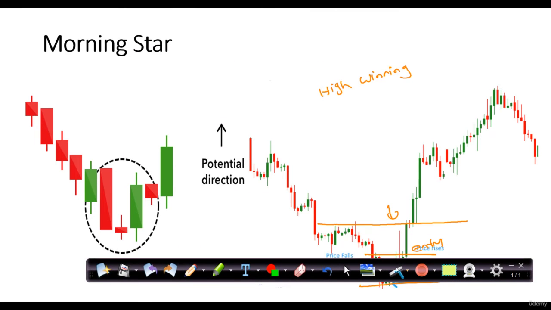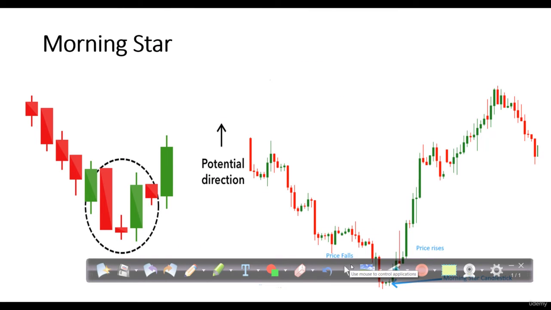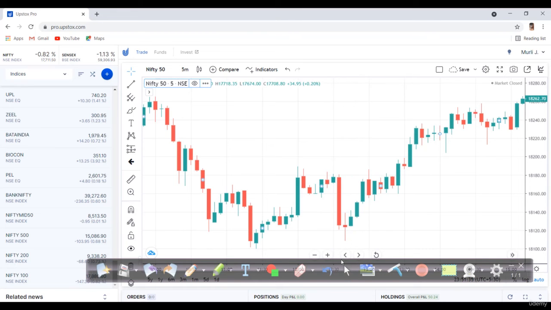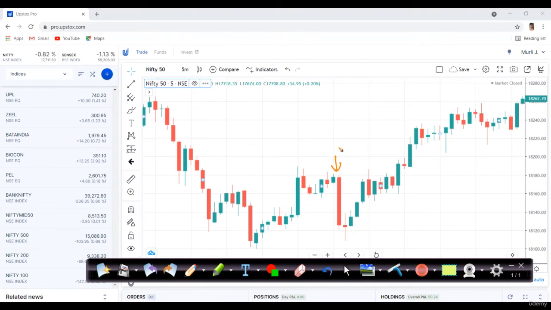Now let's take a real time example on the real charts. Just a minute, I'm opening the chart. I already shortlisted the Morningstar for you. If you check here, this one is a red candle, like a selling candlestick. This one is a hammer, or we can say a spinning top. Now just mark the low of the candle and put the stop loss here.